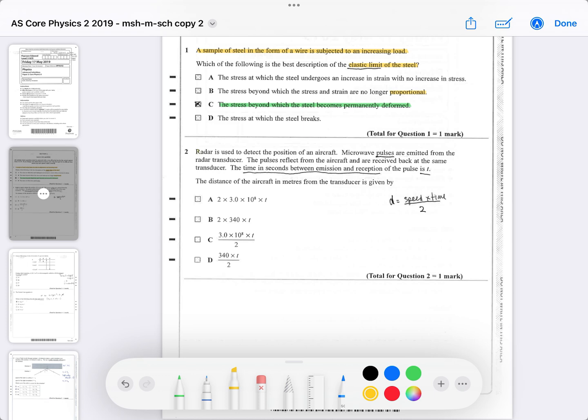So question 2 says radar is used to detect the position of an aircraft. Microwave pulses are emitted from the radar transducer. So that's like the transmitter. The pulses reflect from the aircraft and are received back at the same transducer. So the transducer has a transmitter and a detector or receiver. The time in seconds between the emission and reception of the pulse is T. So they want short pulses and they bounce off. The distance of the aircraft in meters from the transducer is given by, and you've got to work it out, well, the distance will be the speed times the time.